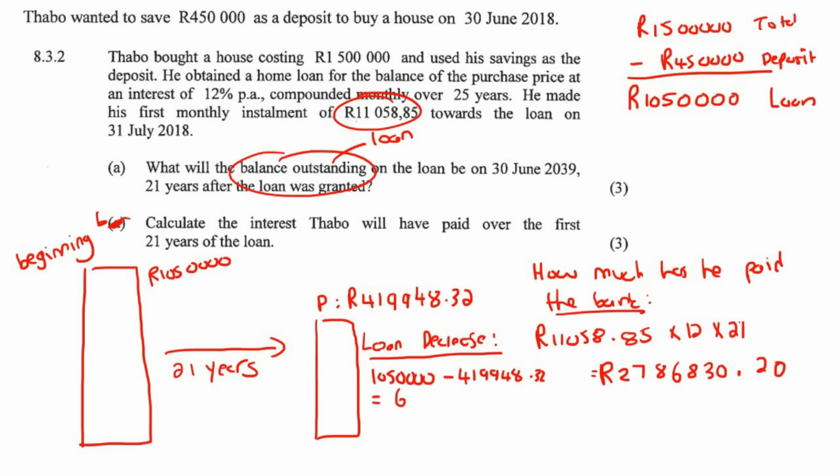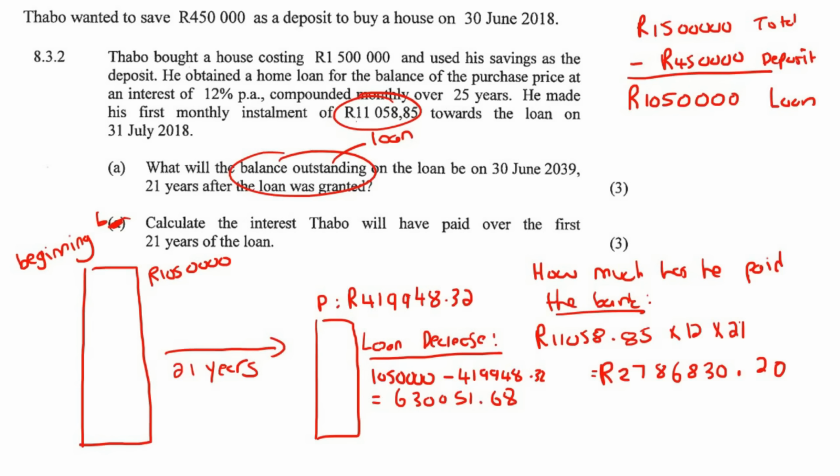And that's going to be equal to 630,051.68. So think about this very carefully. Thabo has paid the bank over 2.7 million back, but his loan has only gone down by 630,000 rand. So where did his money go? Like he's giving the bank 2.7 million rand, and the person at the bank says, oh, but your loan has only gone down by 630,000 rand. Imagine that, guys. You pay the bank 2.7 million, but they tell you your loan has only gone down by 630,000. So where did all of his other money go?